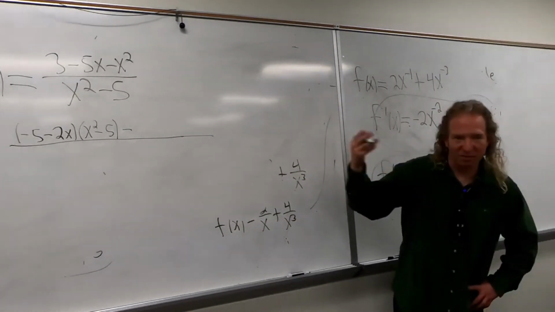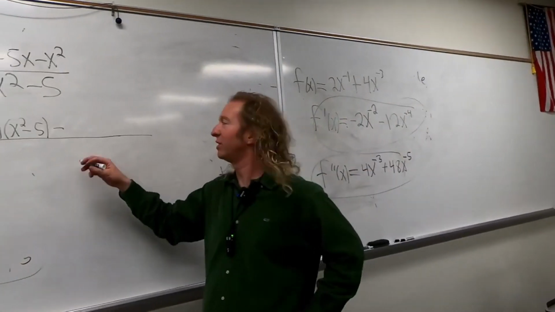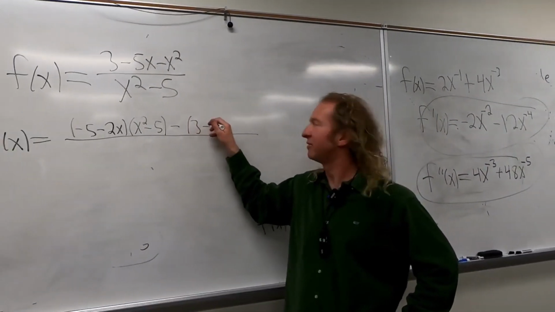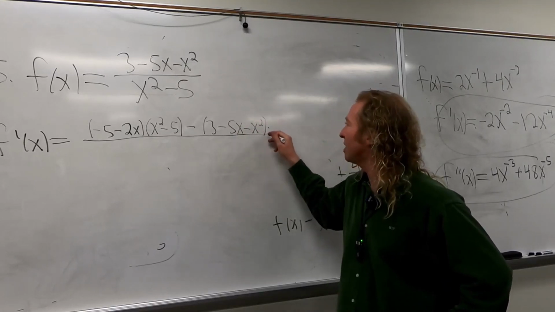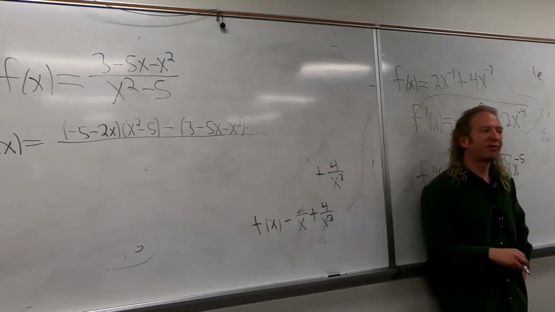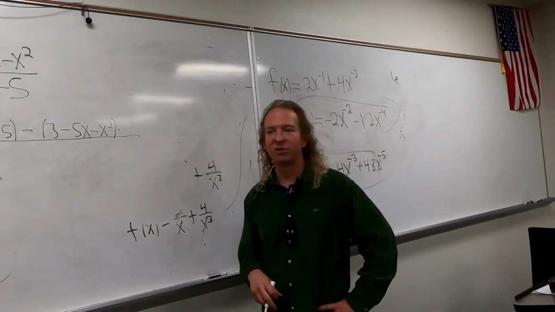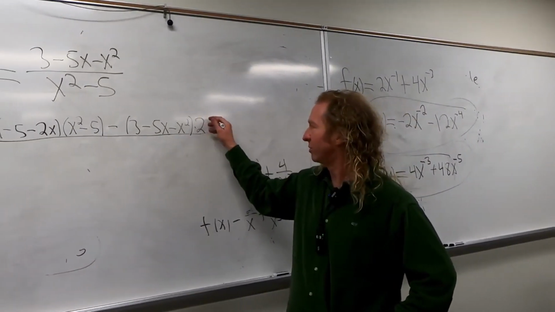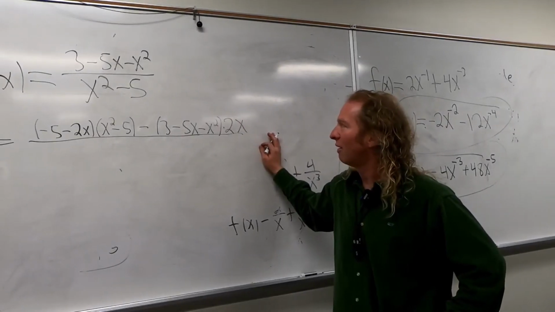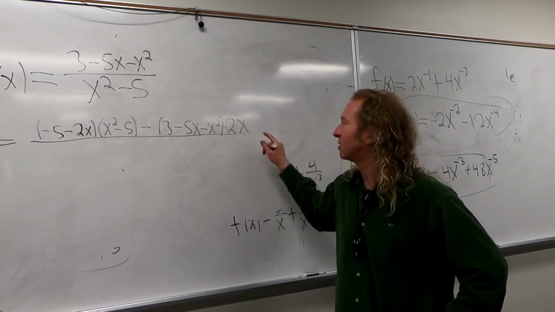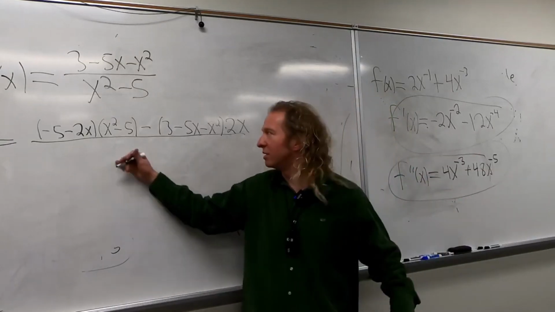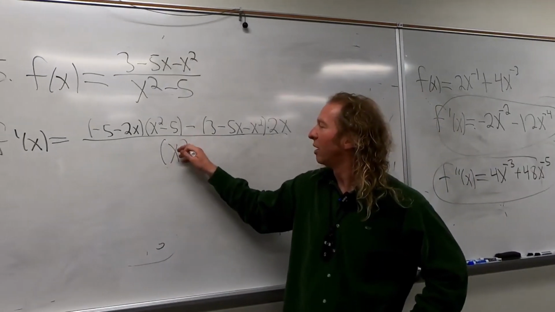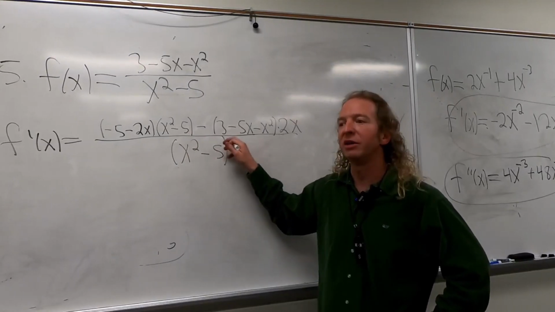And then it's the top piece, that entire thing, that ridiculous thing, 3 minus 5x, times the derivative of the bottom piece. So the 2x. Yeah, I don't like these at all. It's 2x, all over the bottom piece squared, right? The whole bottom piece is squared now. So x squared minus 5 quantity squared.